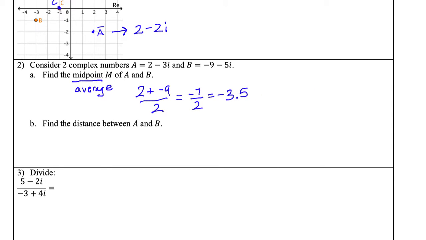Okay, so that's the real part. Let's find the average of the imaginary part. I'll do that in yellow. So I have -3i and I'm really adding a -5i, and I'm going to divide that by 2. -3 minus 5 is -8, and -8 divided by 2 is -4. -4i is our final answer. Don't forget the i.